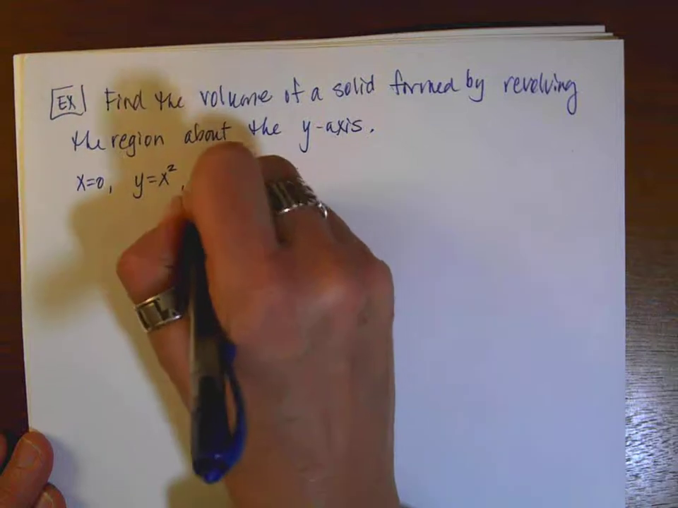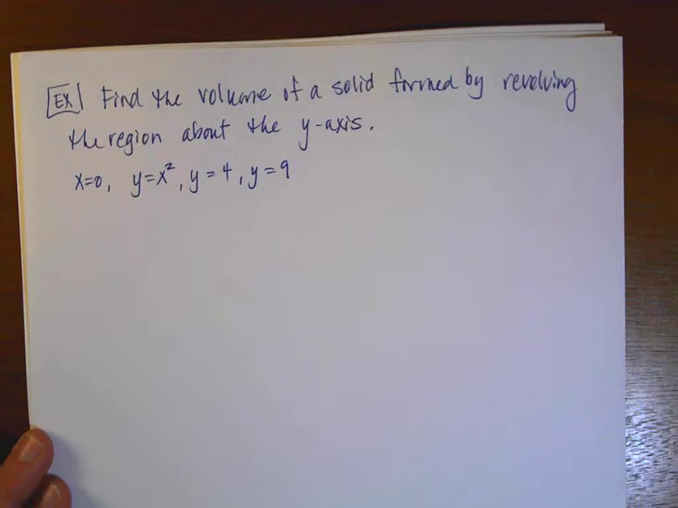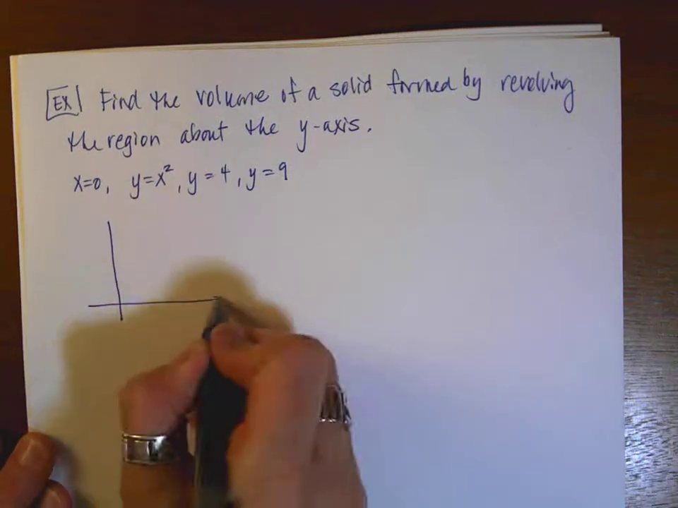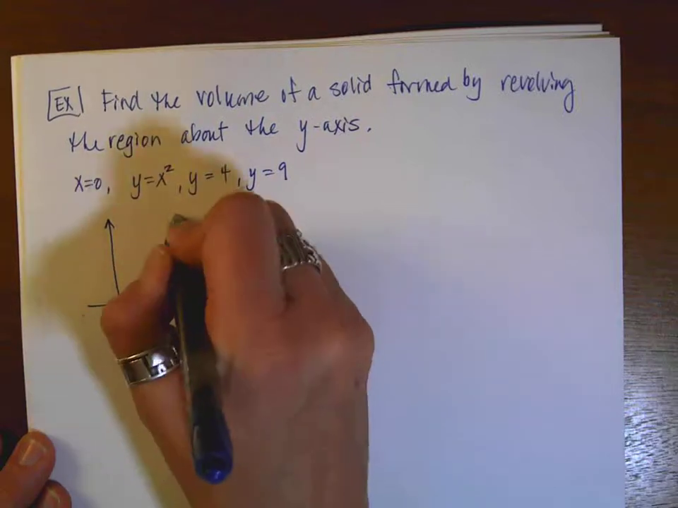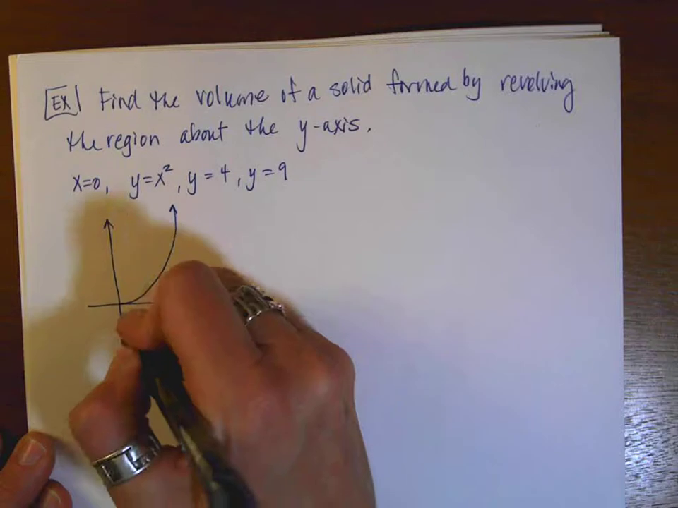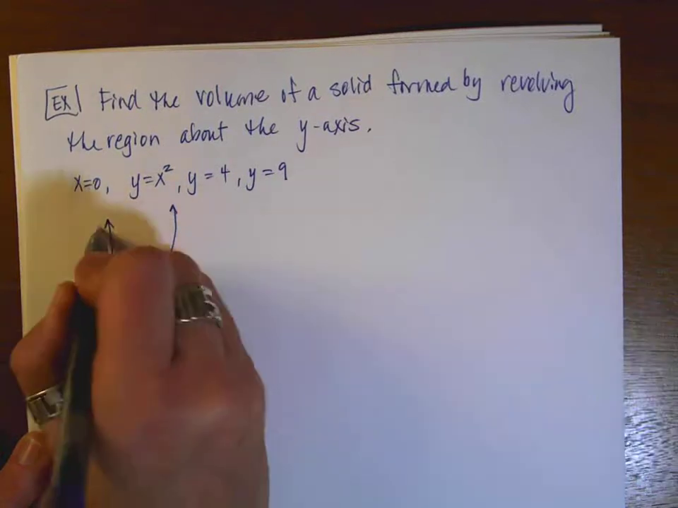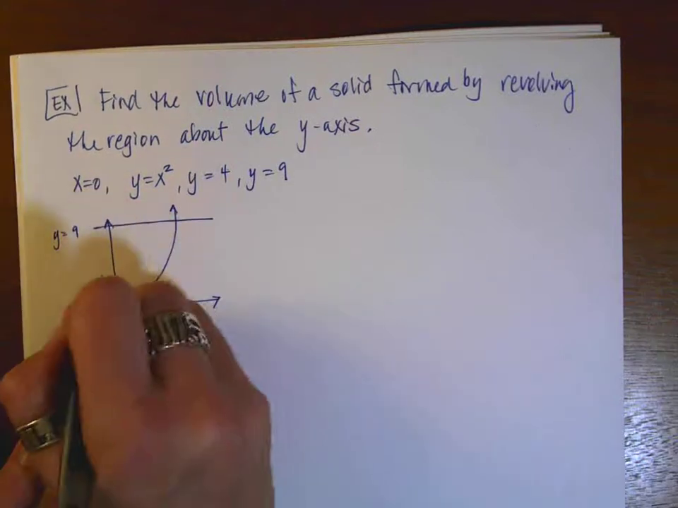So we're going to have x is equal to 0, y is equal to x squared, y is equal to 4, and y is equal to 9. So we're going to graph that before we do anything else. So here comes my handy dandy little graph. Y is equal to x squared is going to start right here. X is equal to 0 is right here. And then I have y is equal to 9.